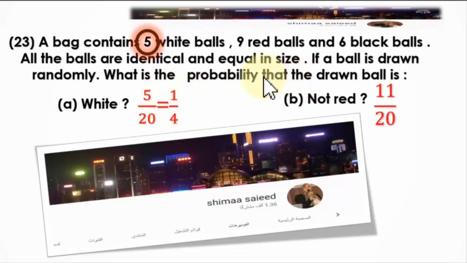Now another question. Calculate the probability that the drawn ball is not red. If it isn't red, it will be white or black. So 5 plus 6, white, black, 5 plus 6 equals 11 over 20. 11 is the number of white balls and black balls. 20 is the number of all balls.